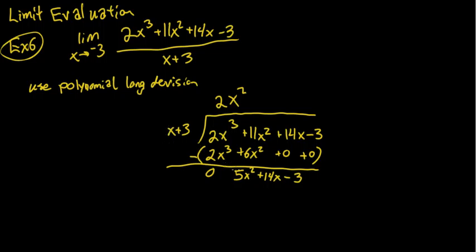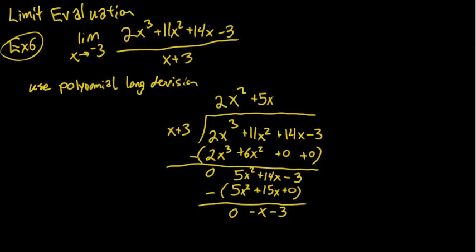Next, x goes into 5x squared 5x times, so plus 5x. So we get 5x times x is 5x squared, plus 5x times 3 is 15x, plus 0, and we subtract that, we get 0. 14x minus 15x gives us -x, and -3 doesn't subtract anything.